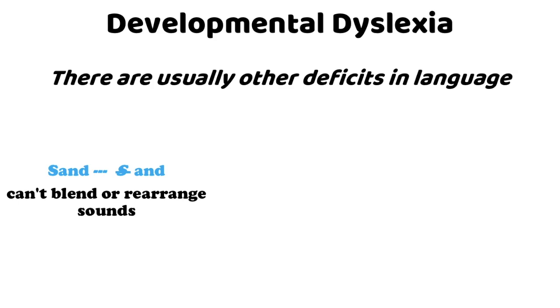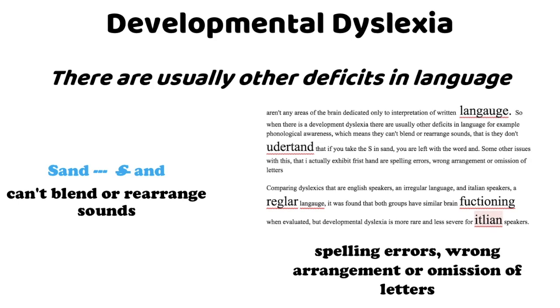Now, some of the issues with this that I actually exhibit firsthand are spelling errors or wrong arrangement or omission of letters. So here's a snippet of the dialogue that I created for this video, and as you can see, most of my mistakes are not necessarily spelling, but I tend to miss words, which I actually do a lot when I write or when I type. I make a lot of these mistakes.